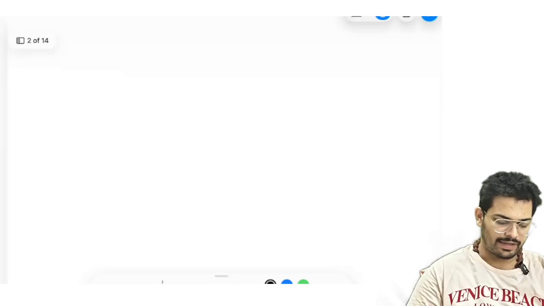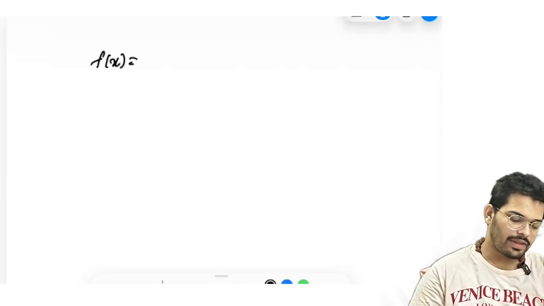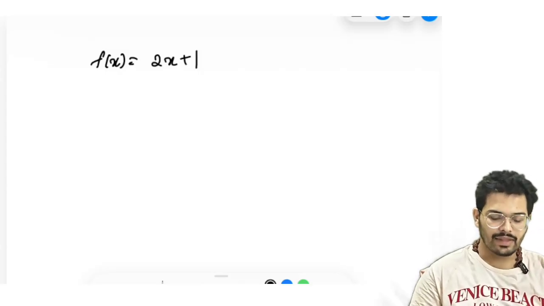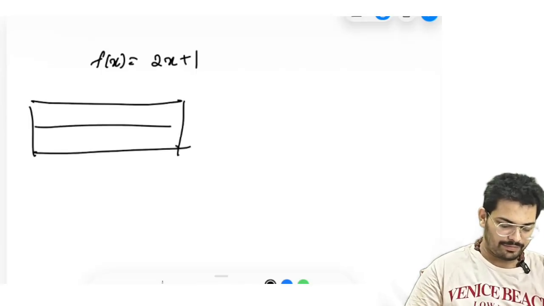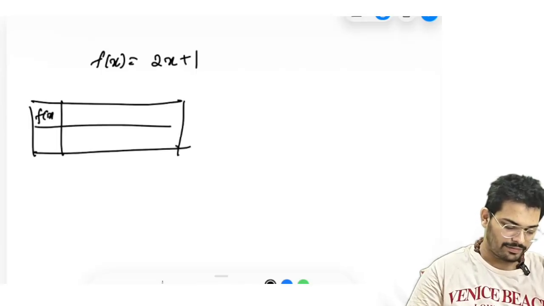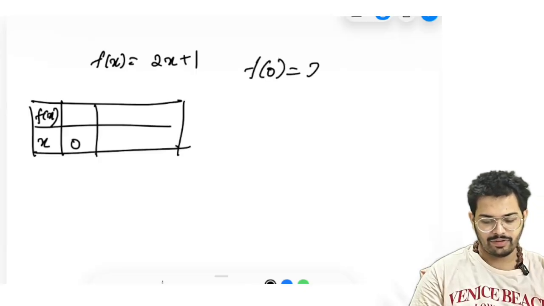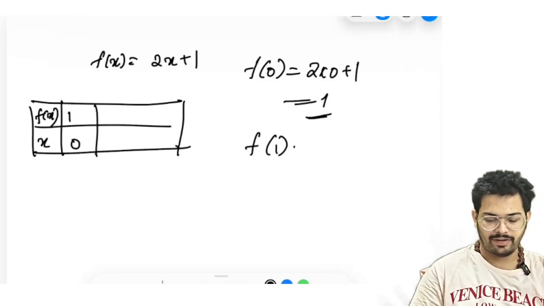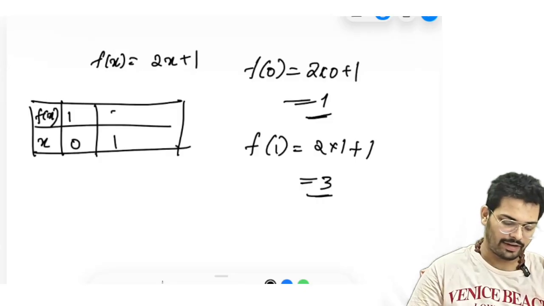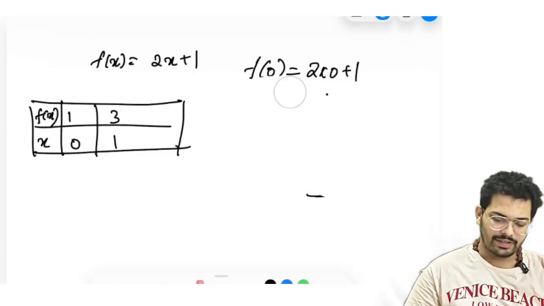Now we can discuss a simple example, a function f of x equal to 2x plus 1. In this case, if you put x equal to 0, you will get f of 0, which is equal to 2 into 0 plus 1, which means 1. And again, if you put x equal to 1, you will get f of 1, which is 2 into 1 plus 1, which is equal to 3. That is, when you put x equal to 1, you will get output as 3. Now this function, you can draw on a number line.